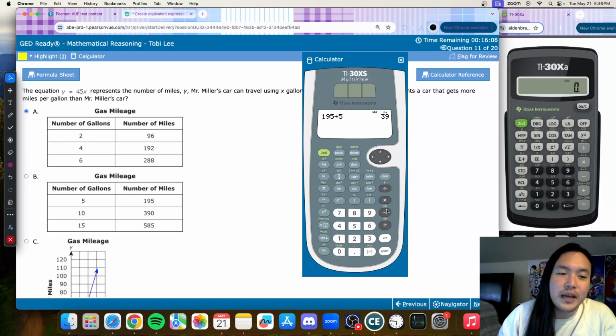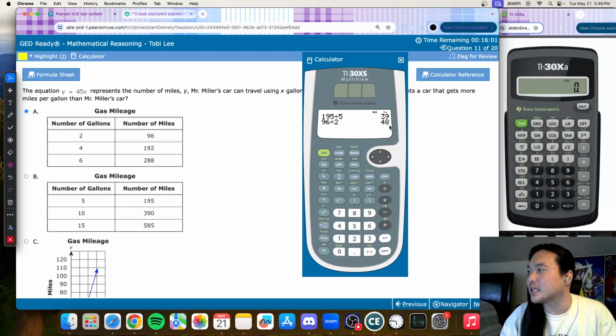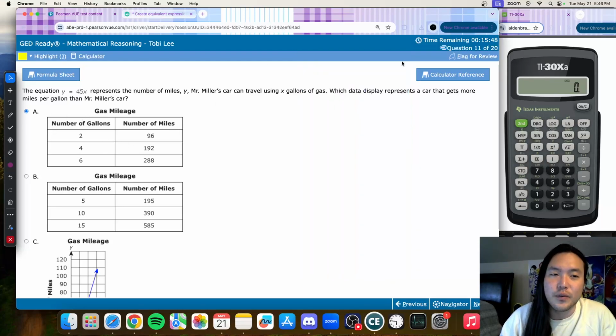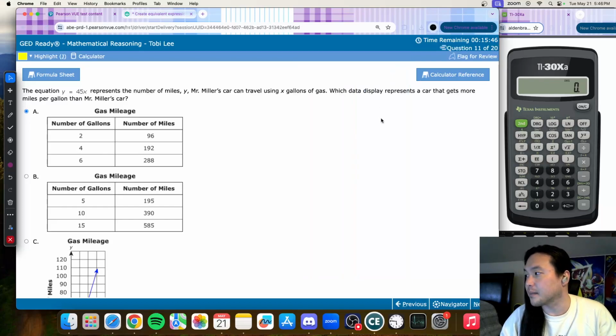But for A, we have 96 for 2 gallons of gas. That's outrageous. That's 48 miles per gallon. Very simply, it's 48 miles per gallon. And it doesn't matter which numbers you choose. 192 divided by 4 should be the same number. So A has the gas mileage that's greater than 45. Hopefully that makes sense.